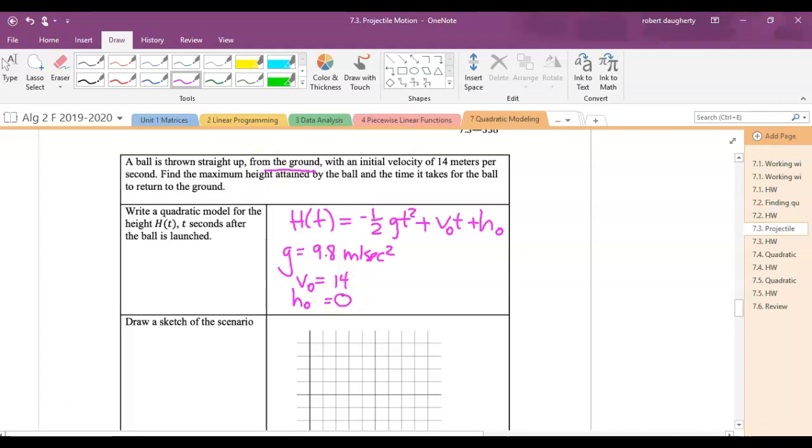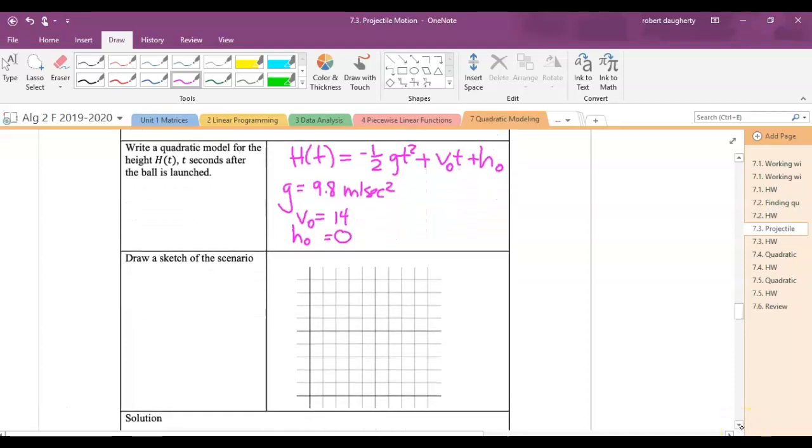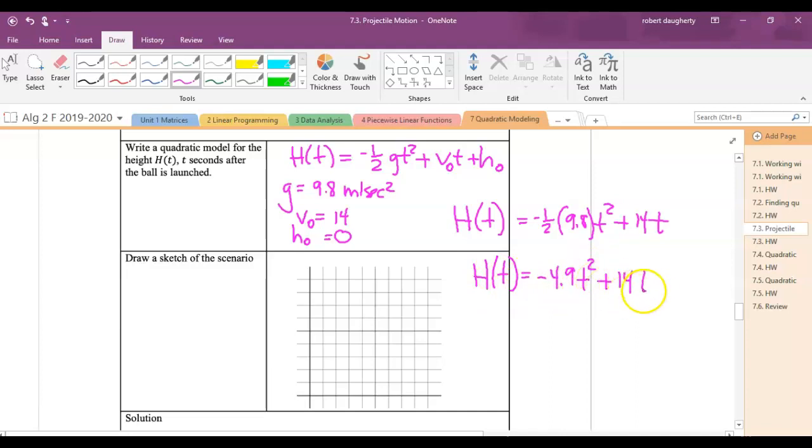So what is happening in this case? Let's plug everything in. h of t is negative 1/2 times 9.8 t squared plus 14t plus 0. So h of t is negative 4.9 t squared plus 14t. All of these are going to be negative 4.9 or negative 16. It's negative 4.9 if it's meters, negative 16 if it's feet.